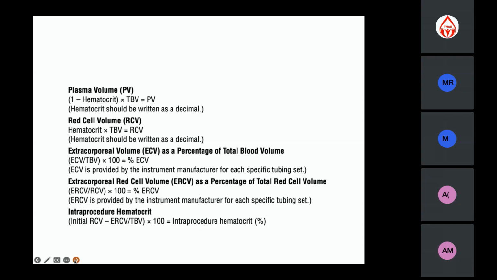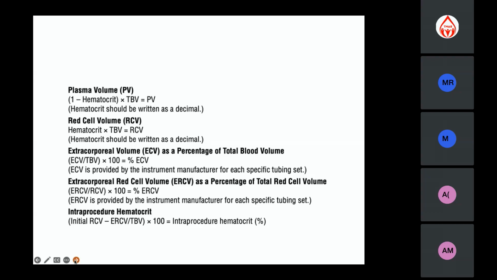Extracorporeal volume is usually provided by the kit manufacturer. It varies between companies as well as between procedures. The extracorporeal volume percentage is estimated as the extracorporeal volume given by the manufacturer, divided by the total blood volume of the patient, into 100. That gives the percentage of the extracorporeal volume for the procedure. Then the extracorporeal red cell volume as a percentage of total red cell volume.